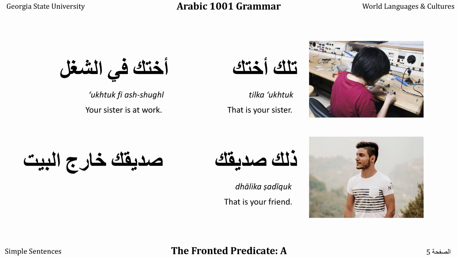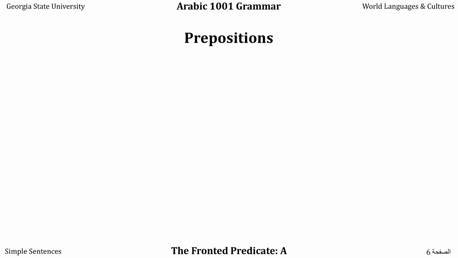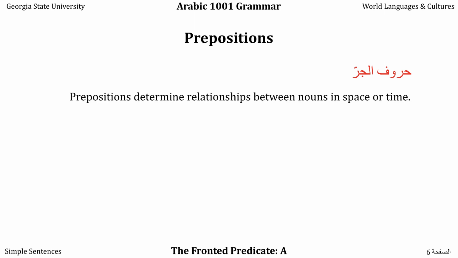We can look at this young man here and say dhalik sadiquk, that is your friend. We can say sadiquk kharij al-bayt. Al-bayt is house, of course. Kharij means outside, so your friend is outside the house. Again, for an English speaker, these don't present real problems. So let's discuss prepositions, which in Arabic are called huruf al-jar, pulling letters.